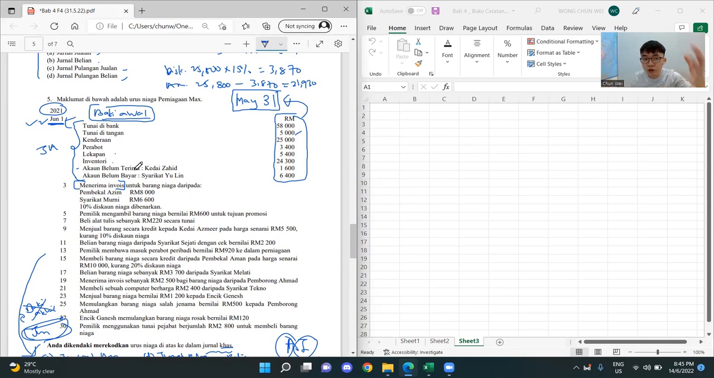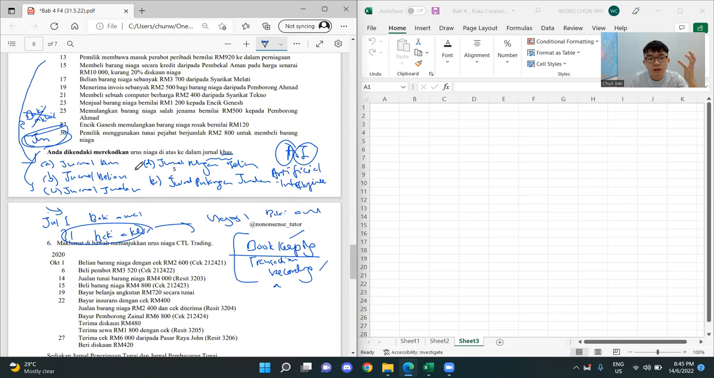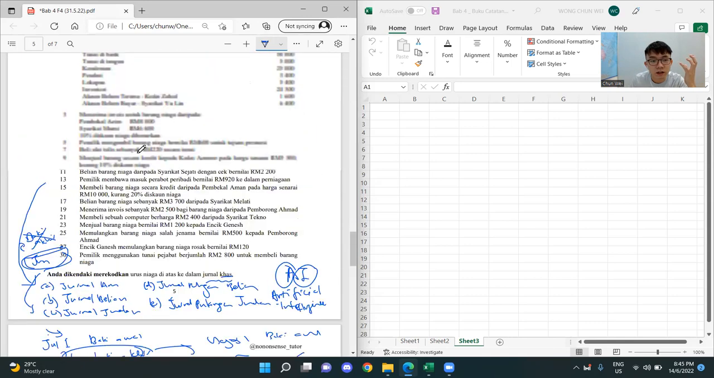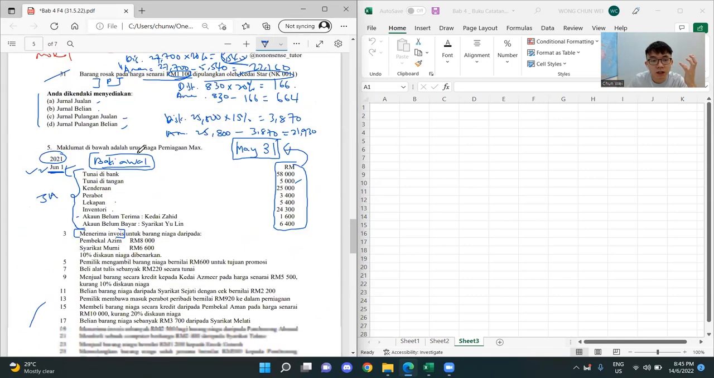So you must know siapa yang mengeluarkan invoice and siapa yang menerima invoice. For all these documents, normally it is the seller who mengeluarkan invoice, the seller issues the document, while it's the buyer who menerima, who receives the document. You have to know this thing.